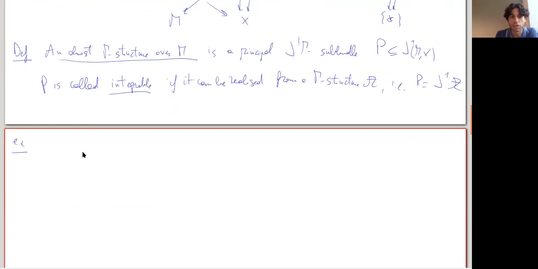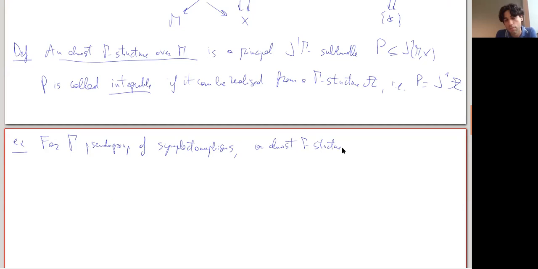For gamma the pseudogroup of symplectomorphisms, almost gamma structures equal almost symplectic structures. So two-forms which are non-degenerate but not necessarily closed. The closedness condition will be the integrability condition which we set apart and study separately.